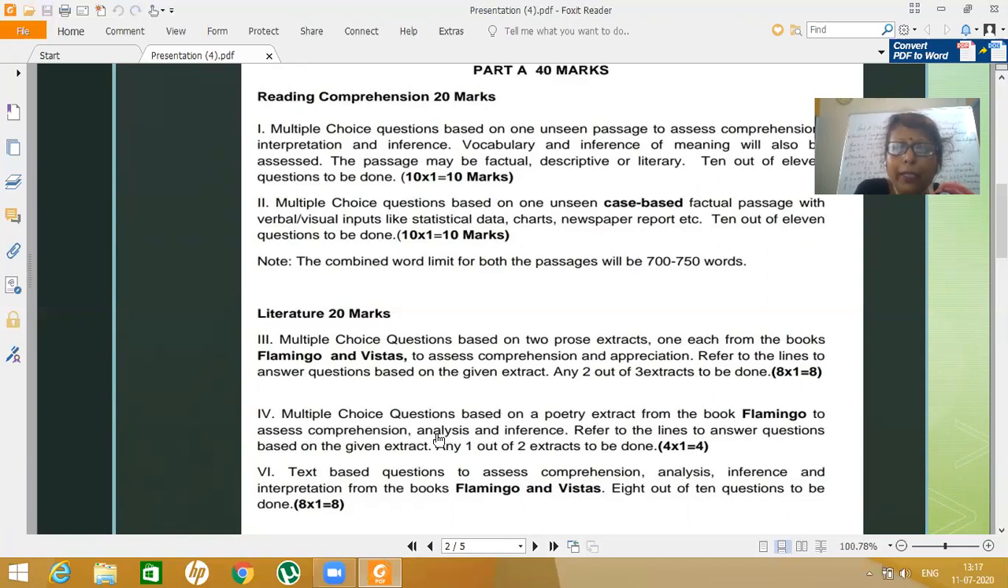It will assess the comprehension, your analysis, inference and all that, how much you have understood the chapter, the poem. Now the next question, I don't know, by mistake it seems it has become 6, it should be 5. So the next question is text-based questions to assess comprehension, analysis, inference, and the interpretation from the books Flamingo and Vistas. 8 out of 10. Now, this is not MCQ pattern. This is the last question, which supposedly should be question number 5.